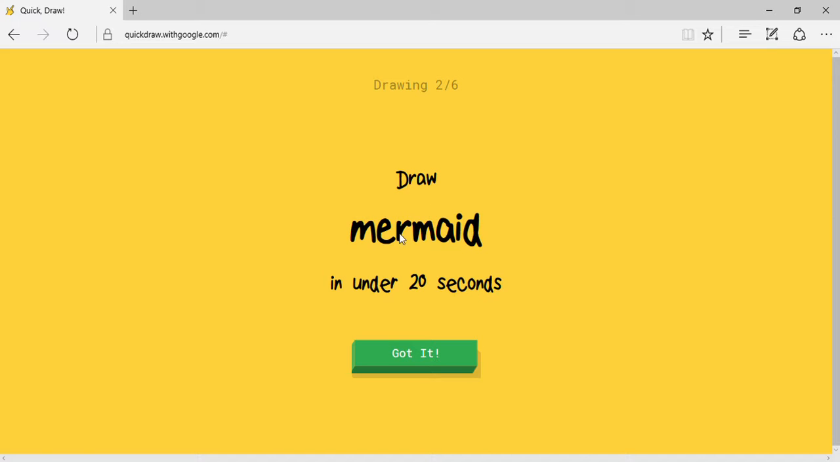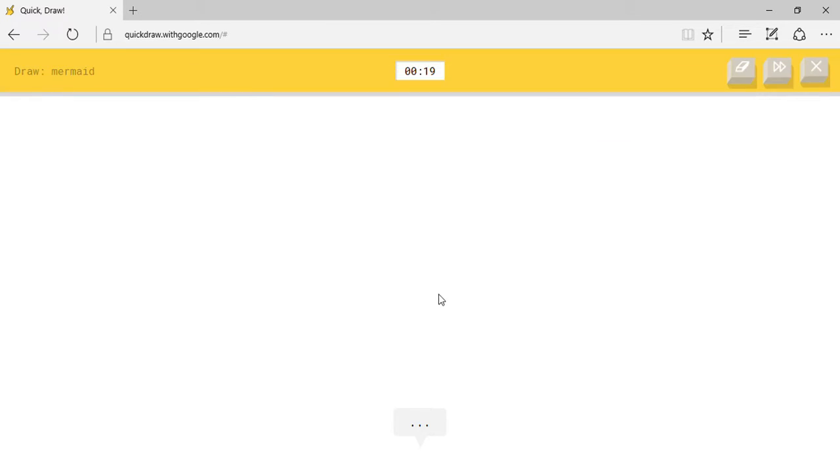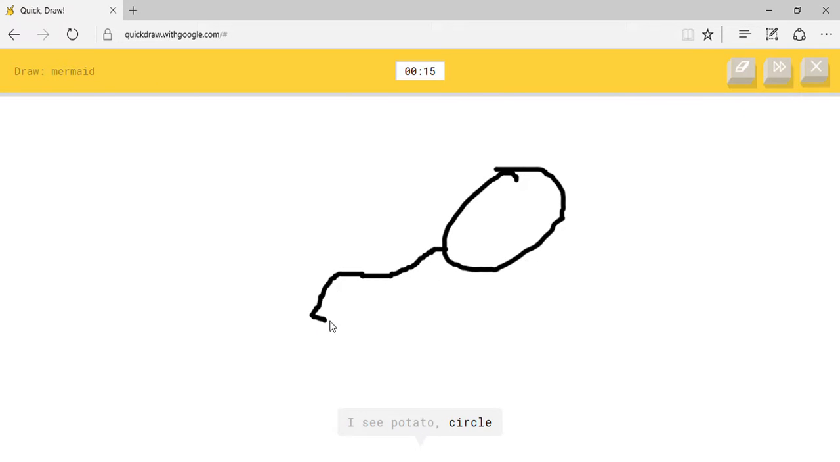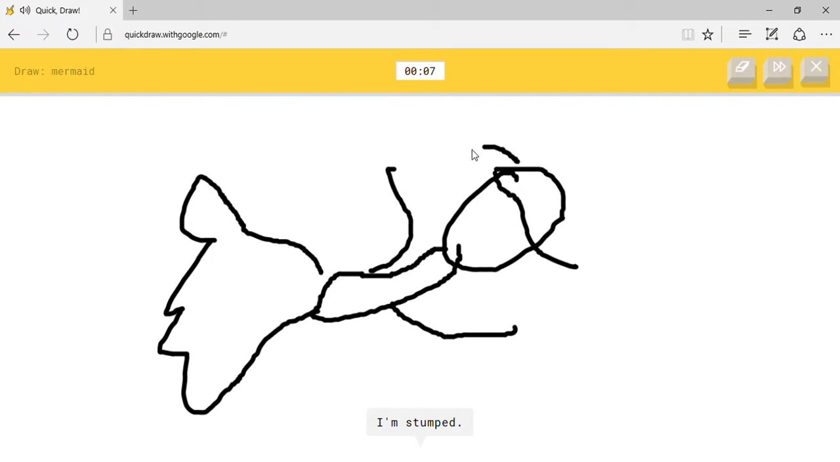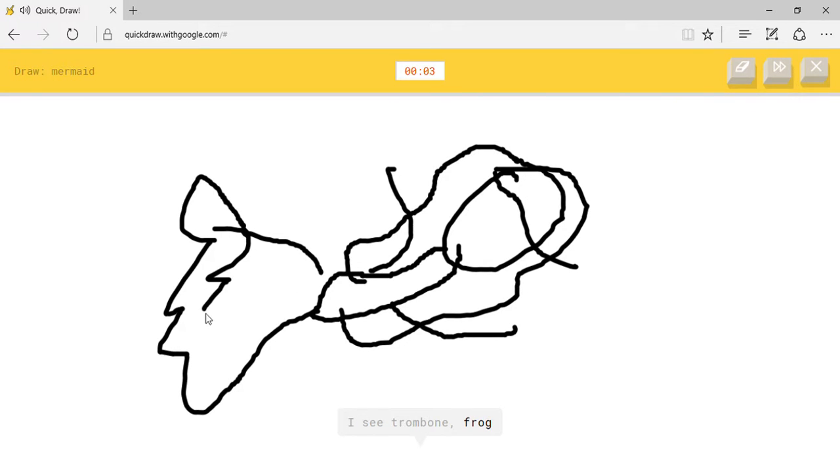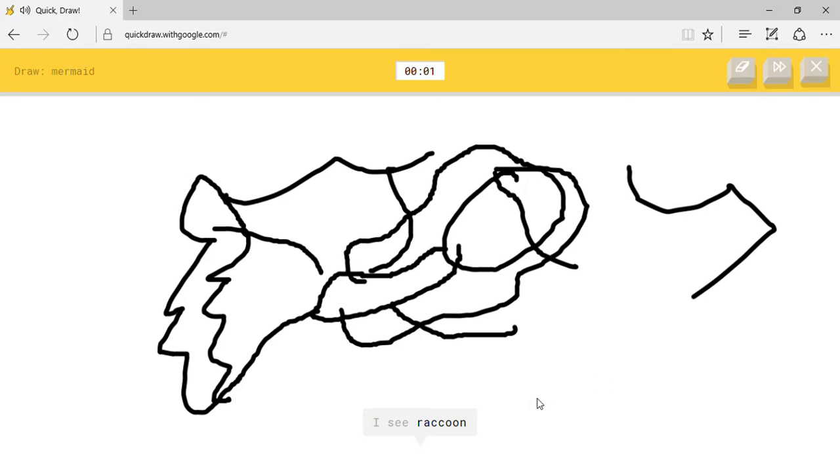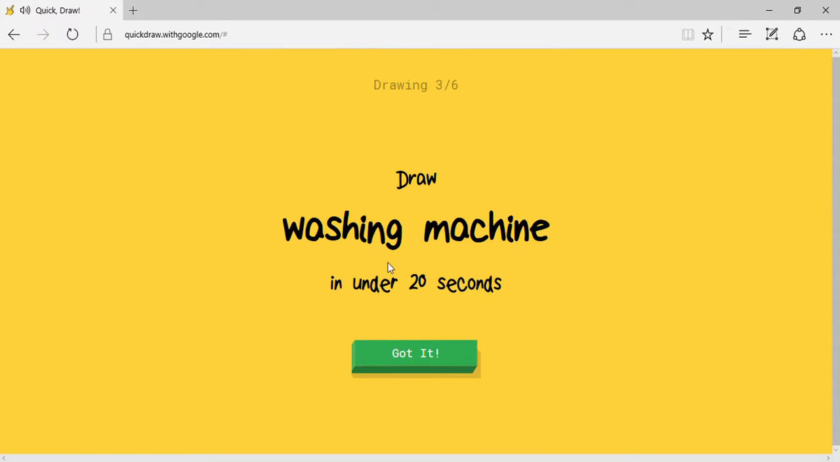Just draw a mermaid in under 20 seconds. Okay, so there's that one. I see potato, or circle, or spoon, or key, or dumbbell. I'm stumped. It's a girl. I see trombone, or frog. It's an underwater, I see raccoon, or lion. Sorry, I couldn't guess it.